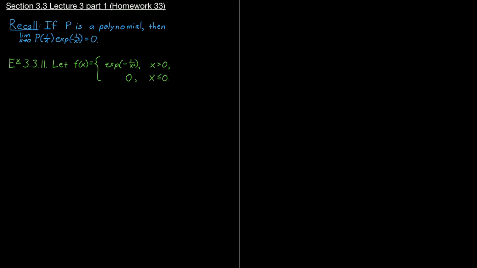And then the claim is that f is a smooth function on the real numbers. That is, the kth derivative of f exists and is continuous on all the real numbers for all natural numbers k, that is, all non-negative integers k. So let's prove this. That is, we're going to prove that this example has the property I just claimed.